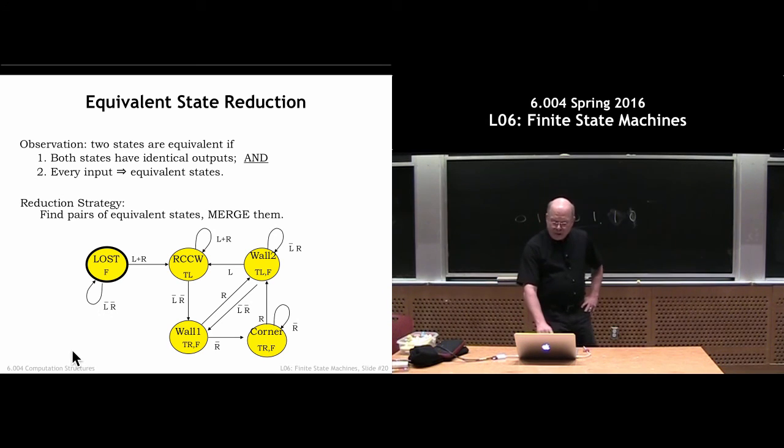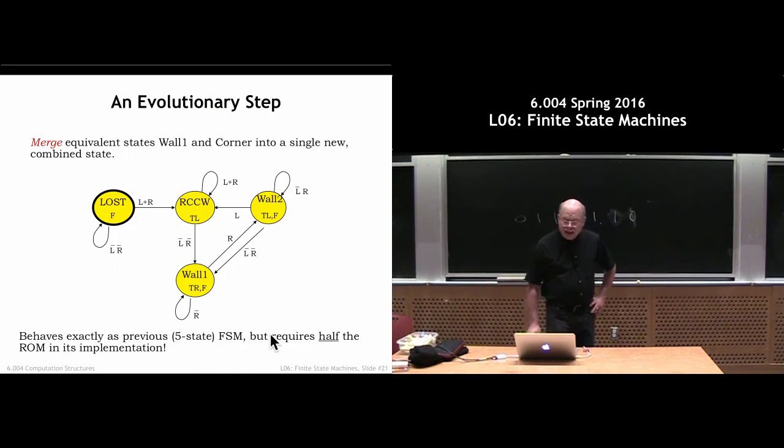Well, the bottom two, turn right and F, these two states have the same output. And let's hypothesize that these two states are equivalent. That would mean that when they have an R, they both go to wall 2, so that part is good. When they have a not R, if these two states are equivalent, they both go to themselves, right? So as it turns out, these two states are in fact exactly equivalent, and we can change this 5-state diagram into an equivalent 4-state diagram.